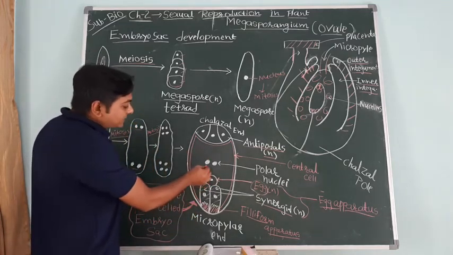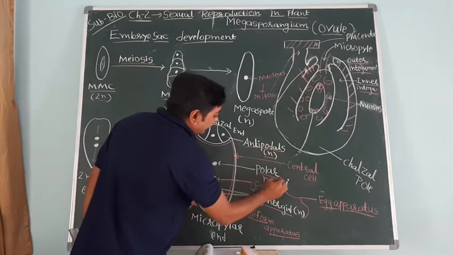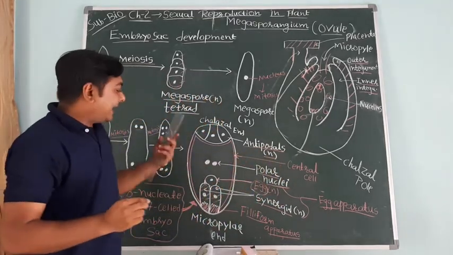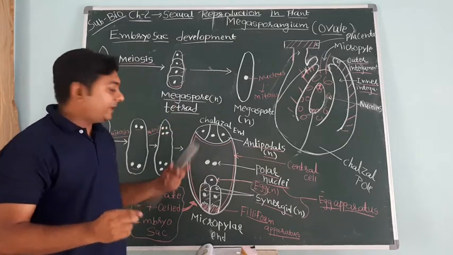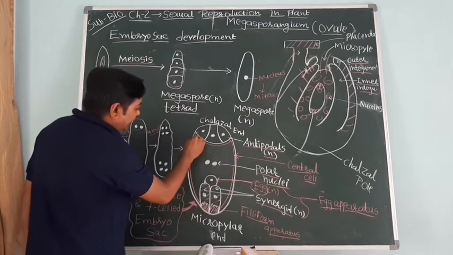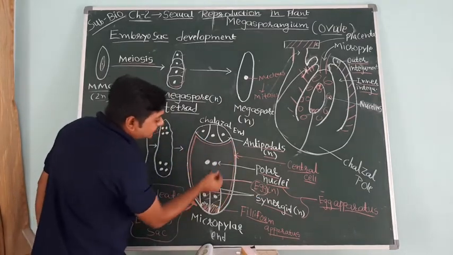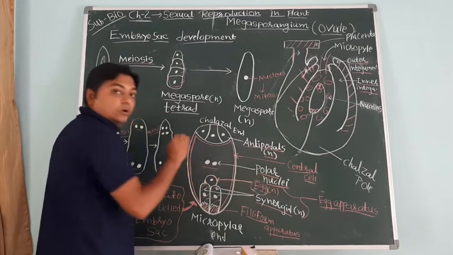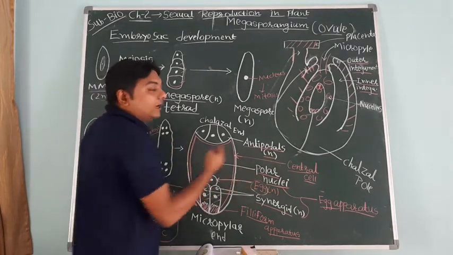These 2 nuclei are called polar nuclei, and these polar nuclei are free in the large cell, which is the central cell. You can see here a large cell, the central cell, and inside the cytoplasm of the central cell there are 2 nuclei, called polar nuclei.